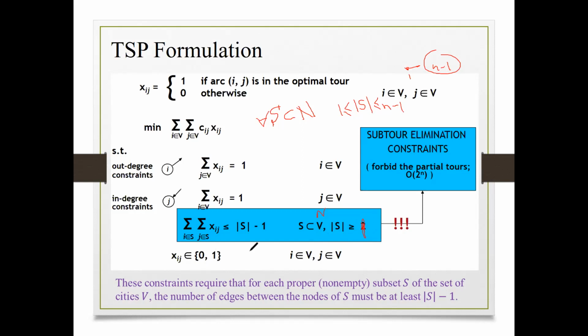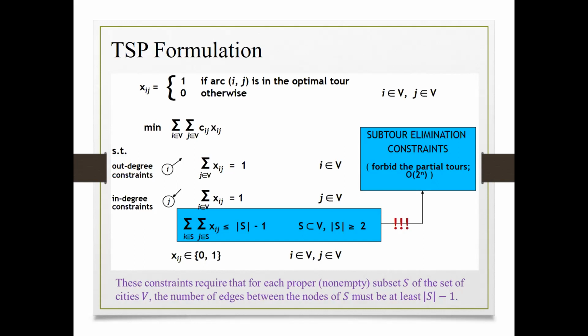We should have the summation. Let me write it down. Let's go back to my paint. So the thing that I add over here is, for every set S that belongs to N, where S takes values from 1 to N minus 1.